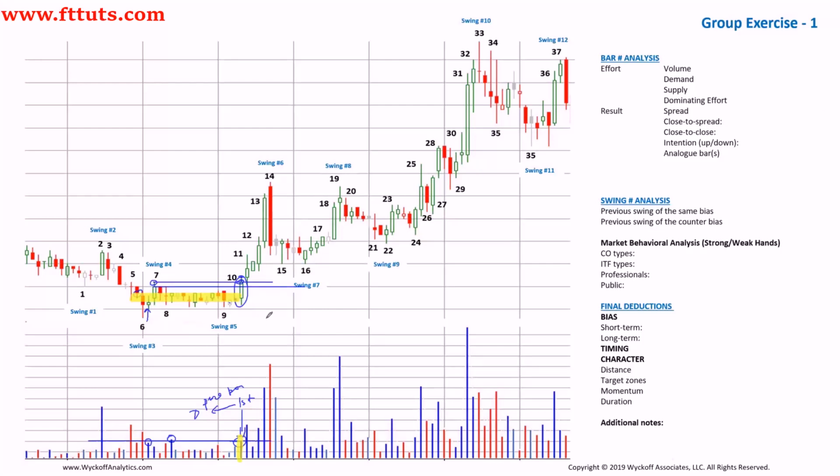So Rick, how would we construct then the effort and result equation? We're seeing the increase in effort, right? And then the result is doing what?